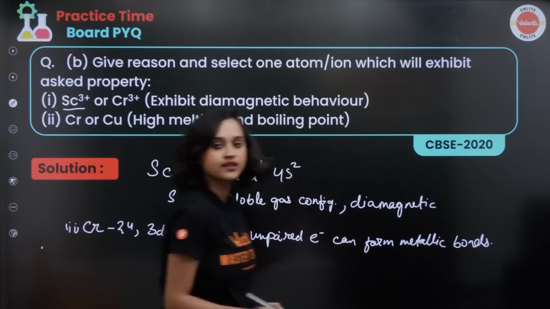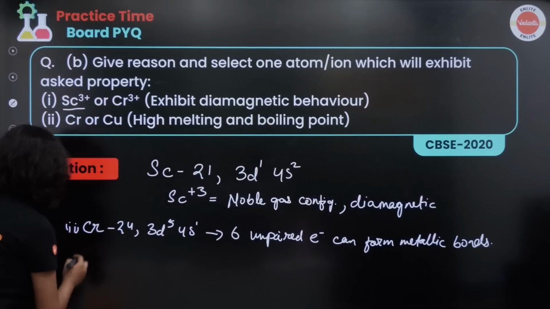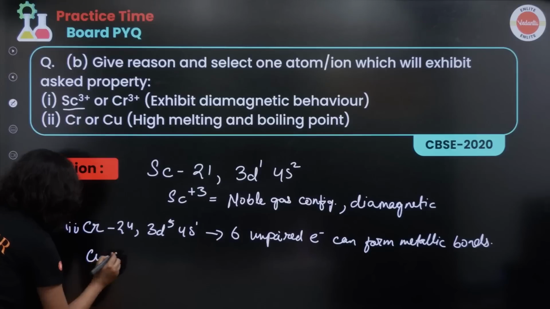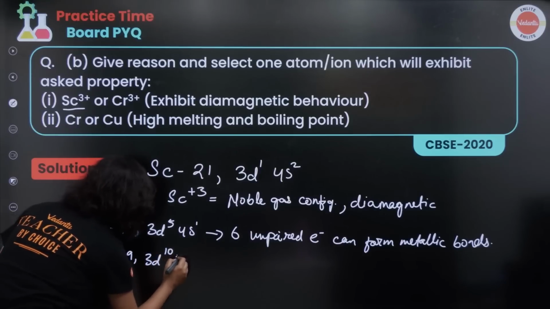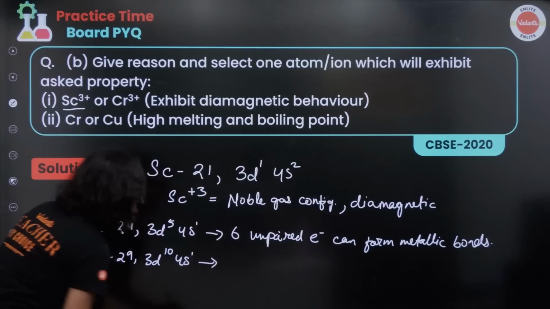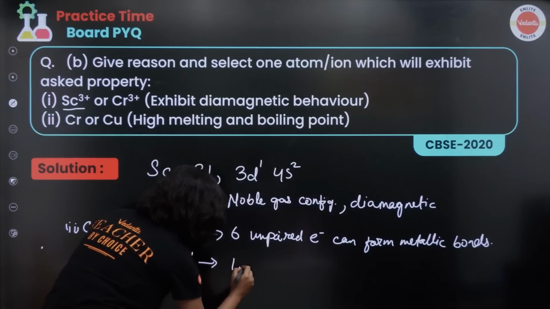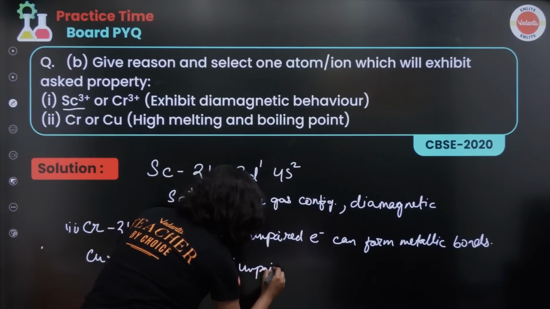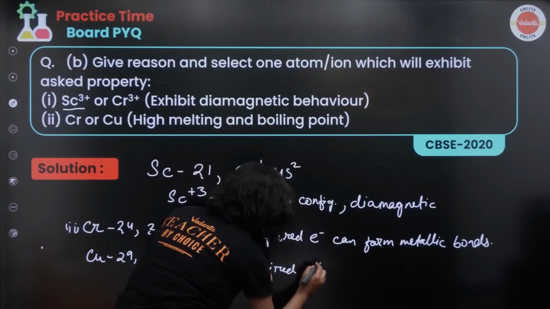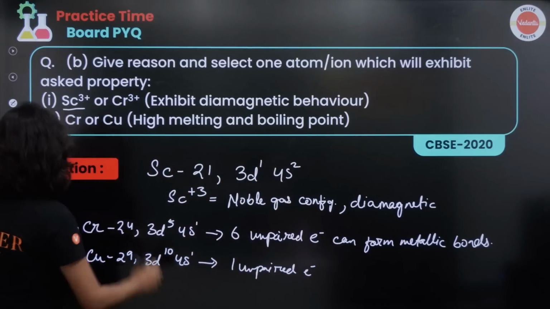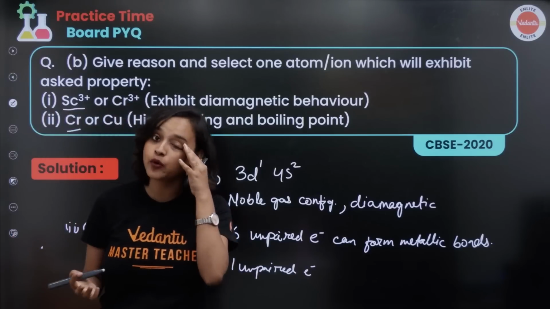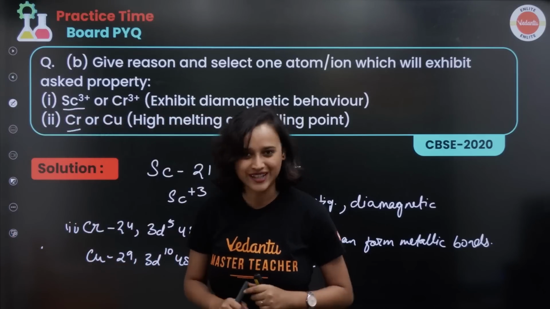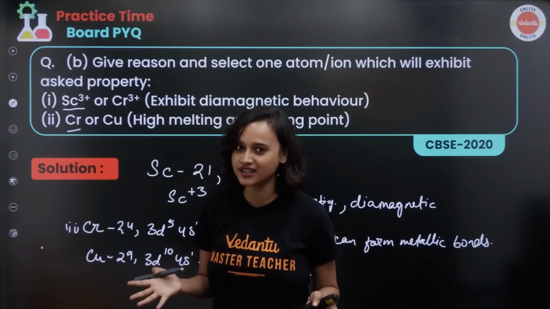Can form metallic bonds. Am I right? Yes. Now, if you take a look at copper, copper is 29, which means it is 3d10 4s1. Which means only one unpaired electron. Only one unpaired electron, and that means that Cr here will have a higher melting point and boiling point than copper. Understood? Easy peasy, biryani is tasty.